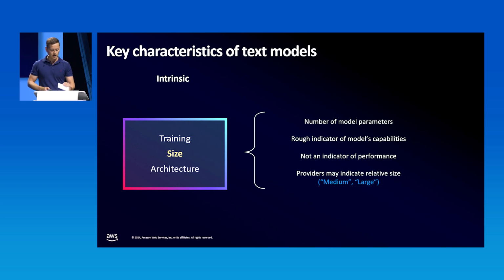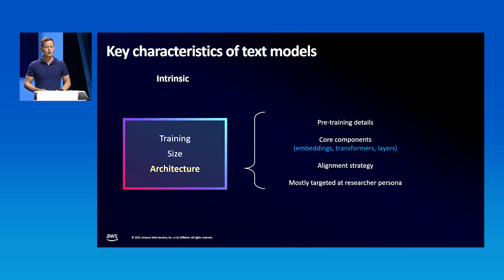Then we have the size. So the size refers basically to the number of parameters that the model contains. And it reflects as well the model's capacity to learn and represent complex patterns and relationships within the training data. The size by itself is not representative only of the performance of the models. So there are other factors as well that need to be considered.